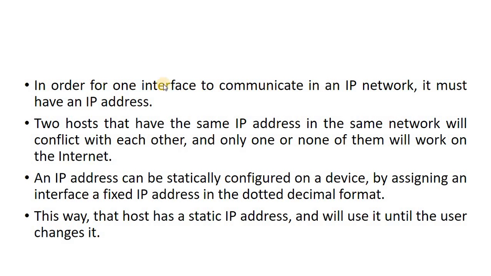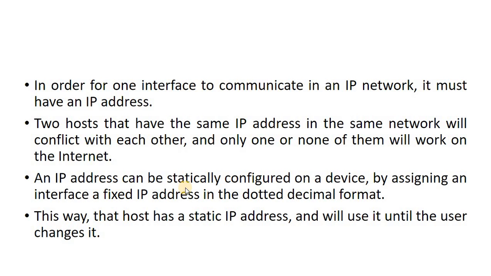In order for one interface to communicate in an IP network, it must have an IP address. So actually, when we say assigning an IP address to a device, we are talking about assigning an IP address to the device's interface, specifically to its network interface card. Now, two hosts that have the same IP address in the same network will conflict with each other because they should have a unique IP address, and only one or none of them will work on the internet.